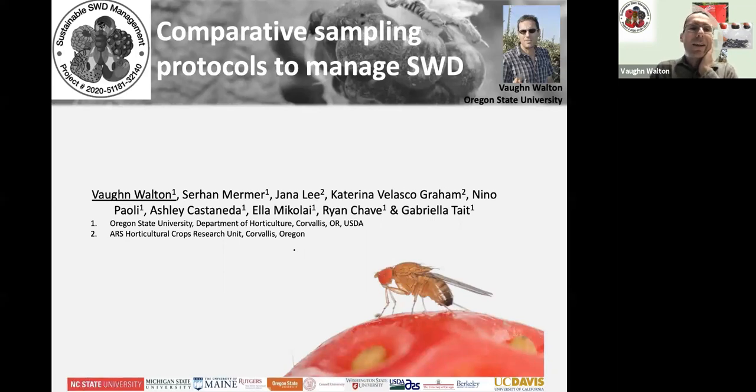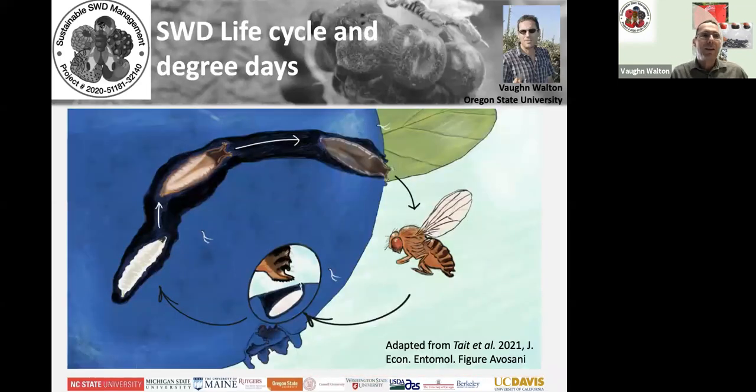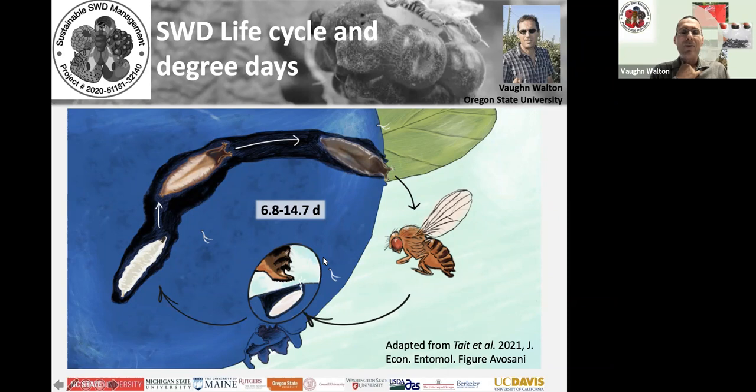If we can have a look at the next slide, just to give us an idea of the life cycle. This is just a little bit of education, which most people don't need at this stage. But when we're looking at the Drosophila suzukii life cycle, it's really important to note that the period between egg laying and larval development depends on temperature. So if we go to the animation in this slide, there's a time period in there, anything between 6.8 and 14.7 days.